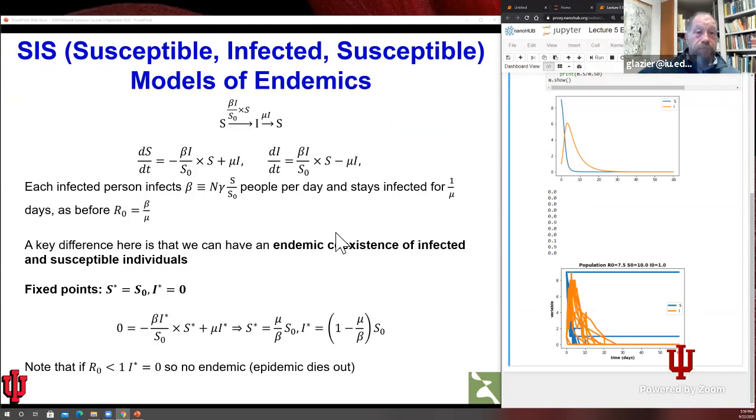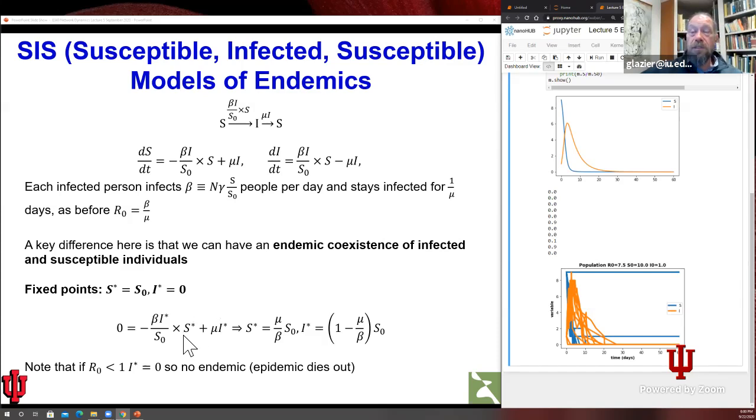An SIS model looks like an SIR model, except the output is S rather than R. And the reason I wanted to bring these up was that this is a case where you really do have a non-trivial fixed point. Everything stays the same as before. R naught is beta over mu, and so on. But in this case, there are two fixed points. There's a trivial fixed point where S star is the total population and I star is 0, as you have no infected individuals to begin with.